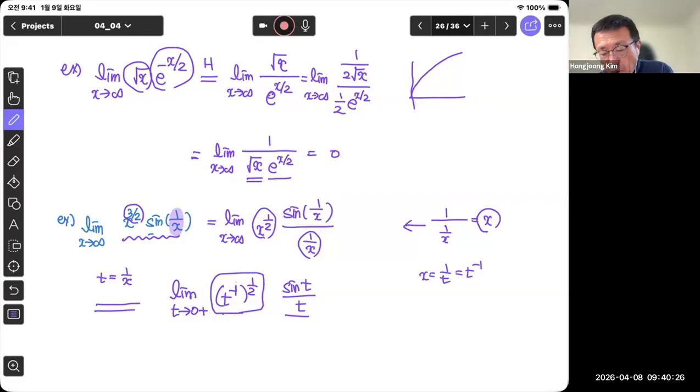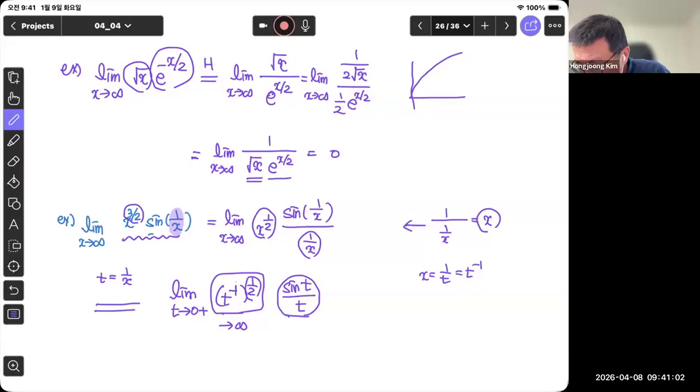As t goes to 0, t to the -1 diverges to infinity, right? And even when I have 1/2 power, the first term approaches infinity. Okay, then does the second term approach the value 0? Let's see. What is the limit of sine t over t as t goes to 0? It is not 0, but 1.